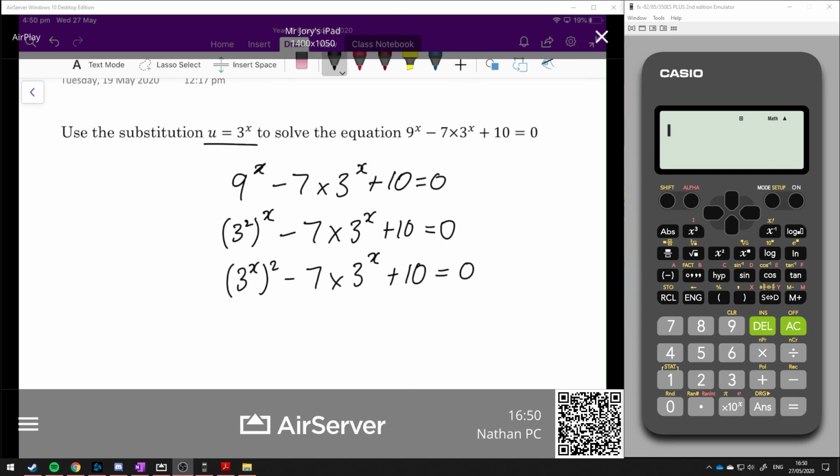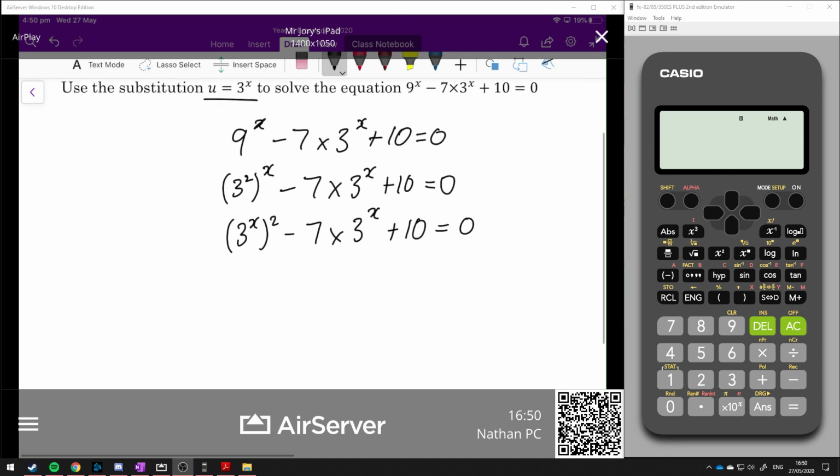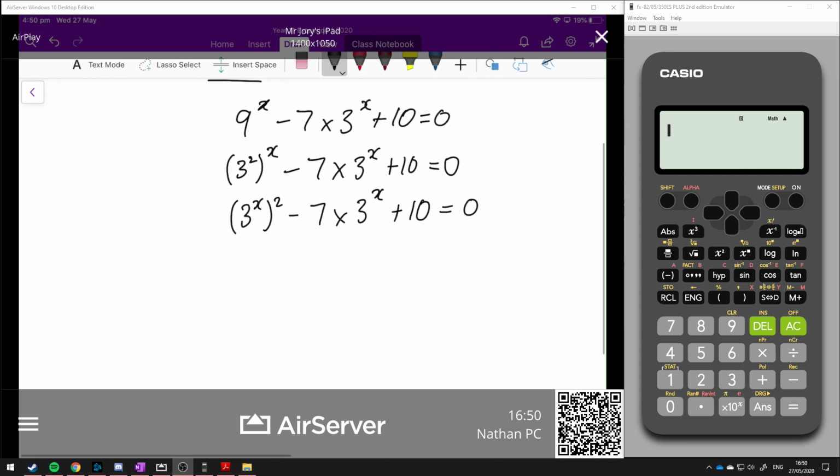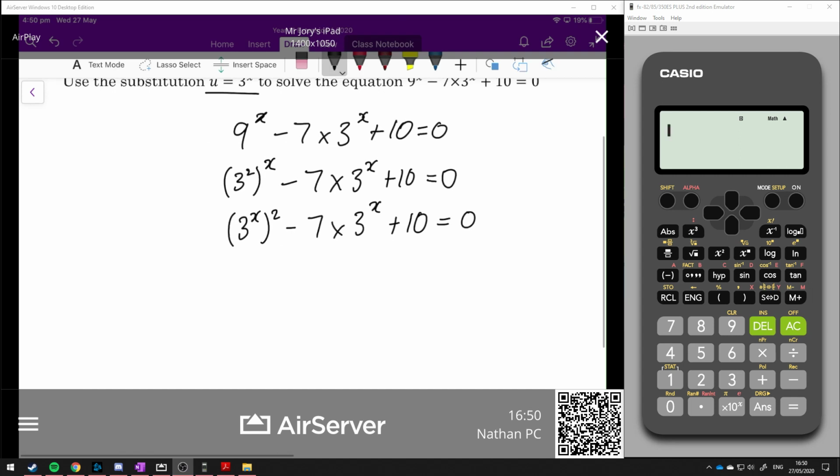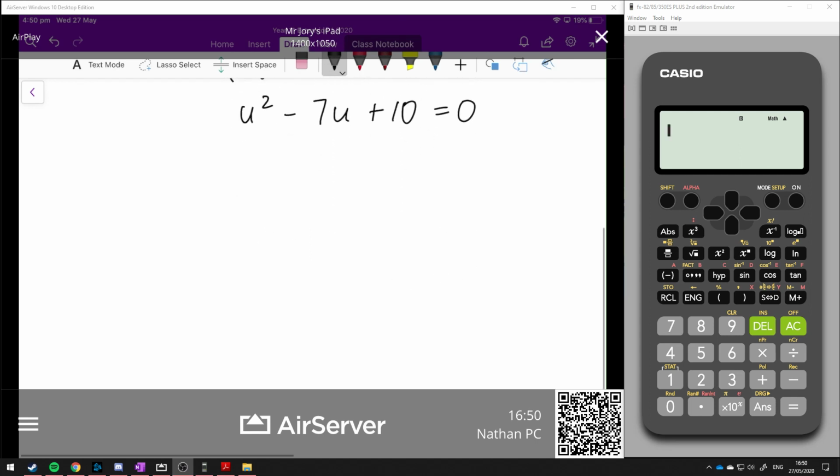u is equal to 3 to the power of x. Wherever I see a 3 to the power of x, I'm going to replace it with u, and then change it back once I get further along. So 3 to the power of x changes to u, and I get u squared minus 7u plus 10 is equal to 0. If you just saw that, you'd say, oh, that's just a quadratic equation. We know how to solve those.